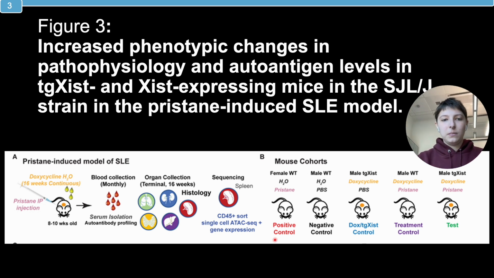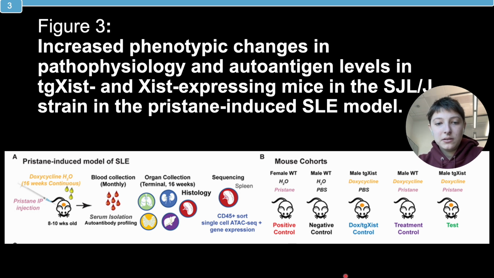Again, our positive control is not different. It's still, oh, it is different. Before it was female mutants without dox or pristane. Here it's just female wild type with pristane added. So I guess they didn't introduce the non-silencing version of Xist in chromosome 11 here. So it's just normal female mice.